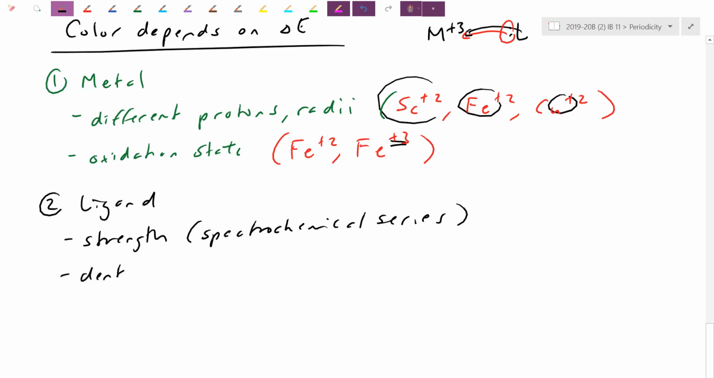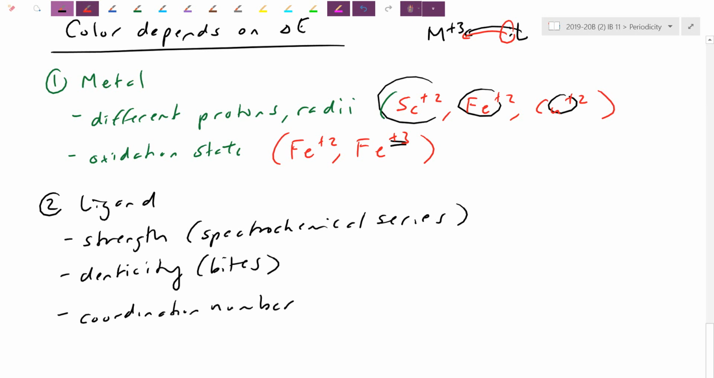The denticity. If I swap out a ligand that only bites once with a chelating ligand that bites twice or 3 times or 4 times, every time I bite, I'm going to get even closer to the metal center. That would also have some impact on the ligands repelling away the d electrons. Coordination number.